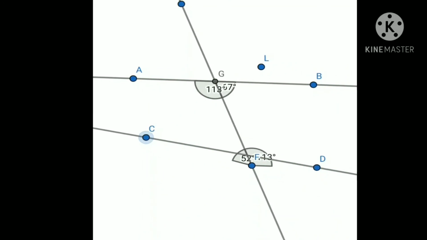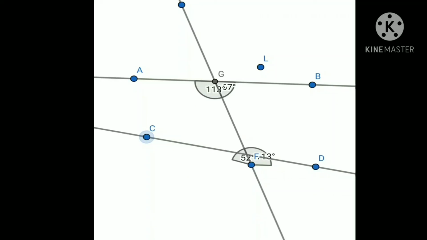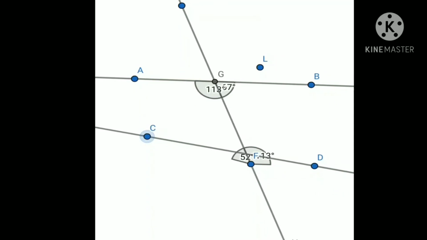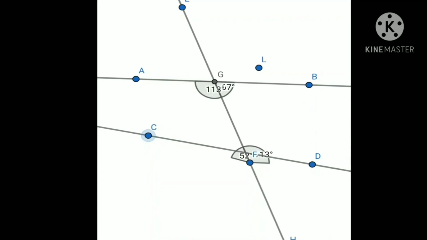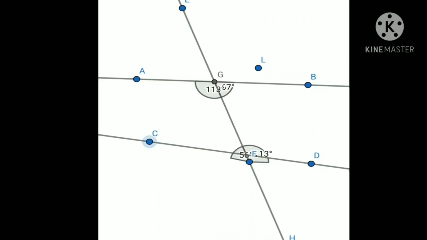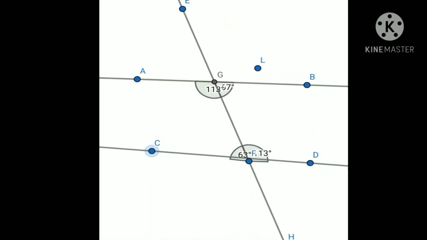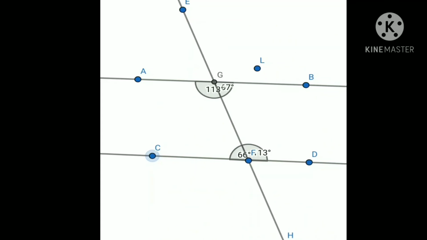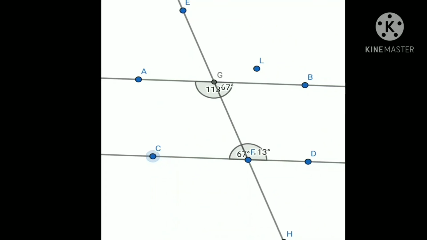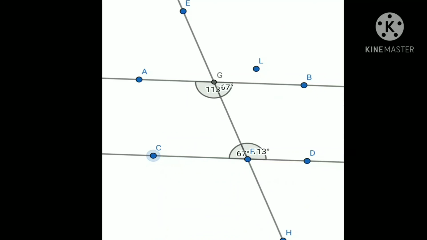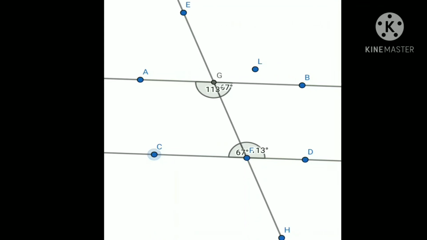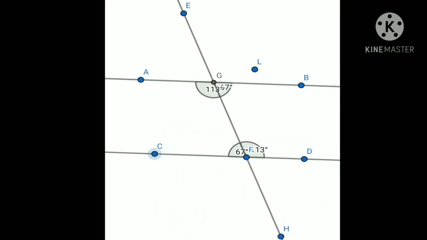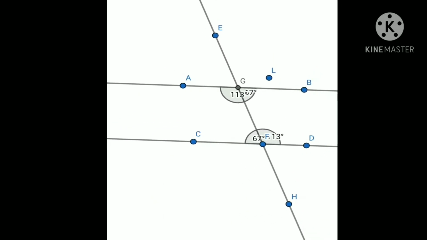See, now the lines are not parallel. Now add the co-interior angles: 113 plus 52 is equal to 165 only. They are not supplementary. Now I am going to make this angle supplementary. Here the angle is 67. The left side is also 113 and 67. Add 113 and 67. How many? 180. When I made this angle supplementary, the lines became parallel. See, the lines are now parallel.